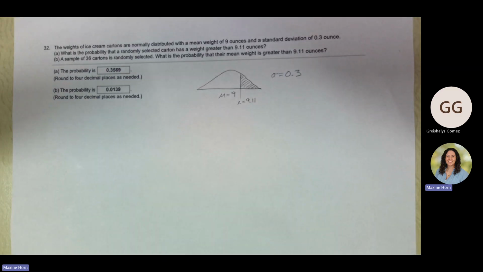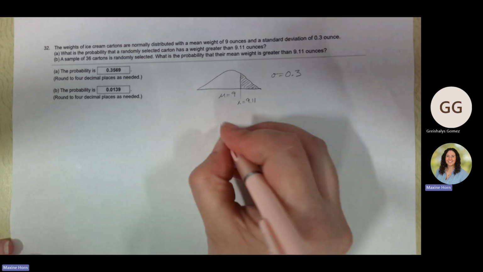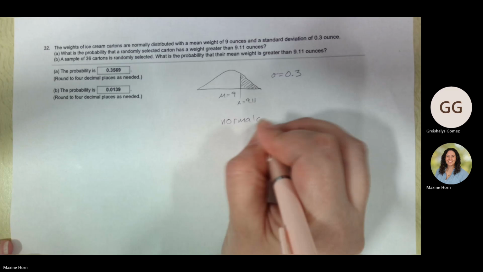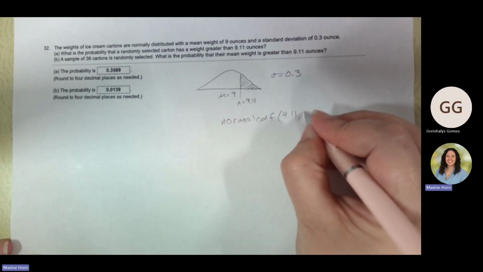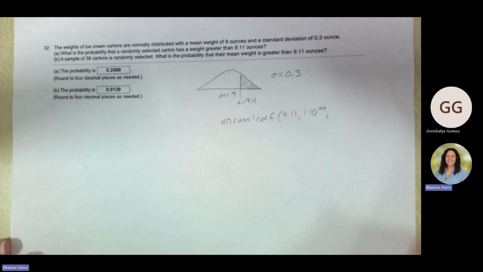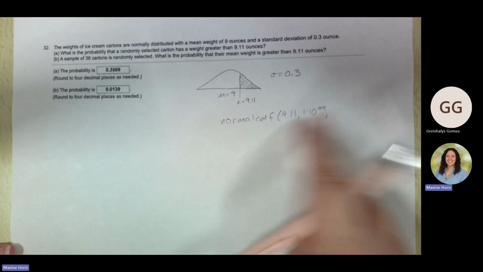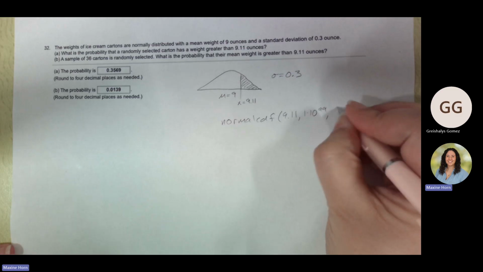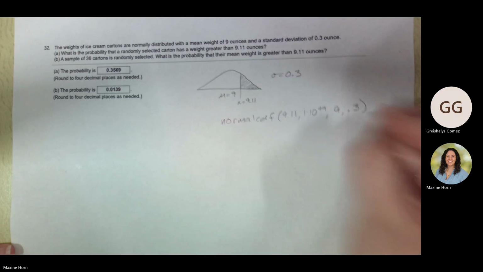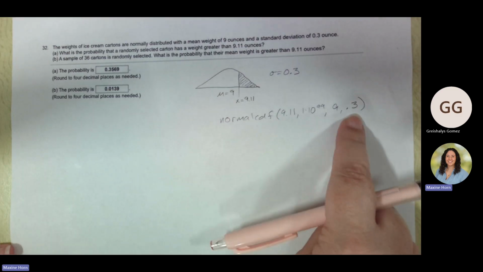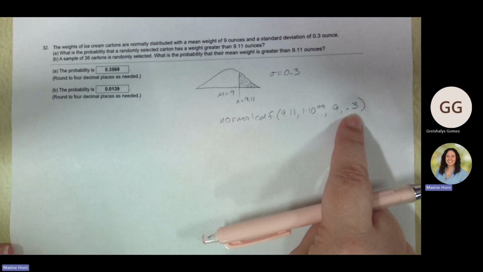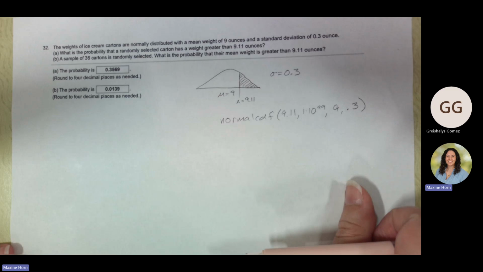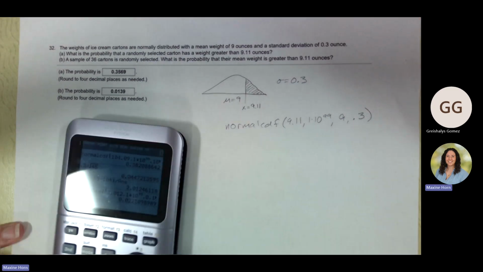So this is going to be the same process as the last one. We can go normal CDF. My lower bound is 9.11. My upper bound is 1 times 10 to the 99th. Because I gave it an X value, I need to give it the mean and the standard deviation. If I'm giving it a Z-score, I need to give it 0 and 1. If I'm giving it an X value, I need to give it the mean and the standard deviation that's specific to this problem.